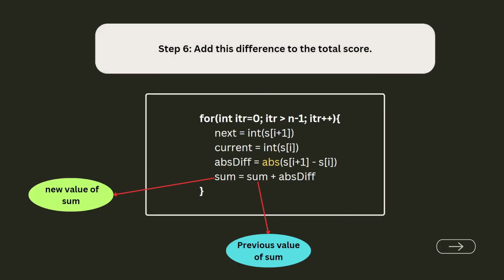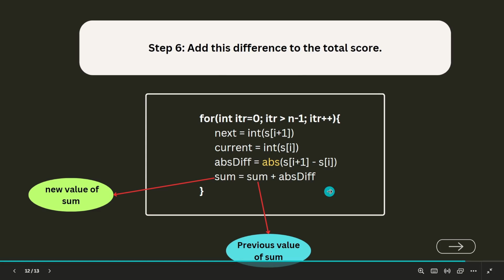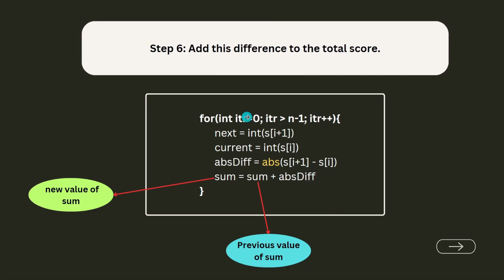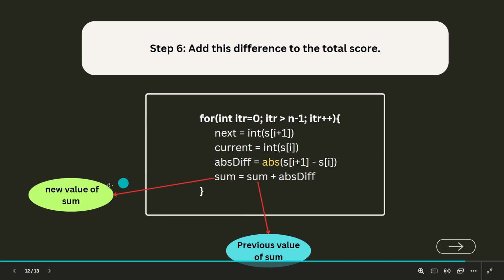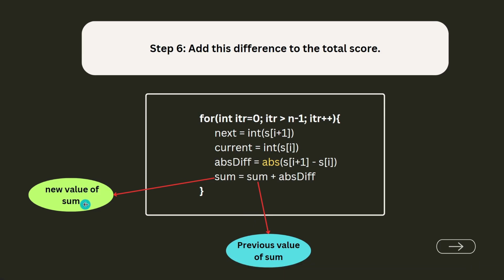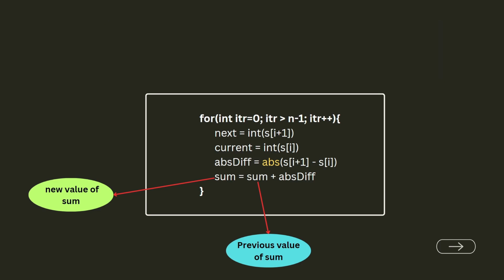Okay. Now let's move ahead to the last step. In the last step, basically we need to get the sum of the absolute difference and the last sum that we had. Like you can see, this sum is the previous value of the sum and this sum is the new value of the sum, and here we have added this current absolute difference. Okay, so I hope this approach is understandable to you all. So now let's code this particular problem.